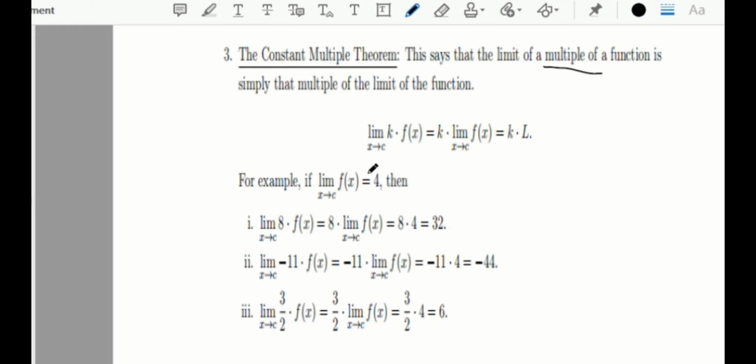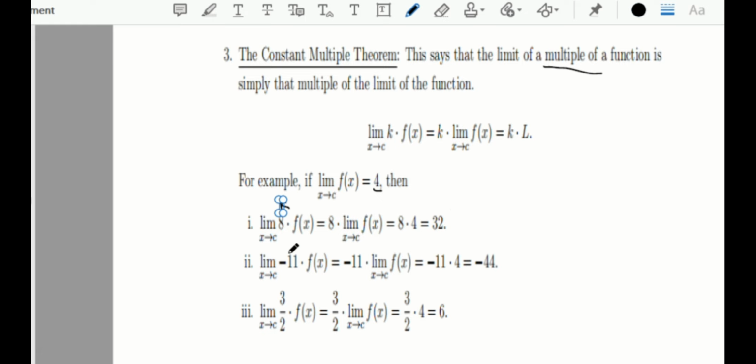For example, take the limit of f of x equal to 4 as x approaches c. Then we have the limit of 8 times f of x, meaning f of x is multiplied by 8. Our k here is 8. So we can write 8 outside the limit, factor out 8, times the limit of f of x. Now the limit of f of x is given to be 4. So we have 8 times 4, which is 32.